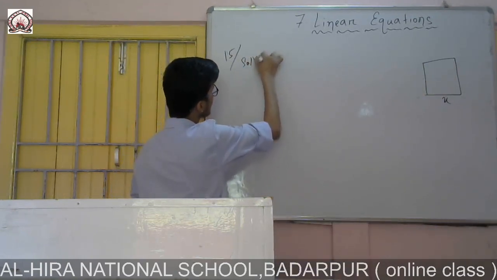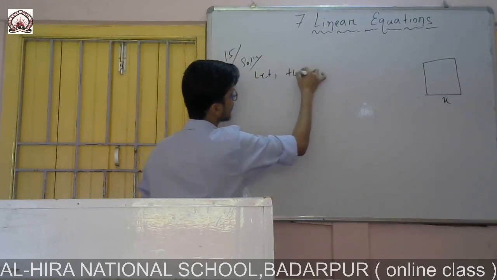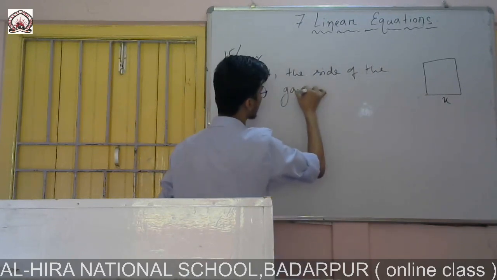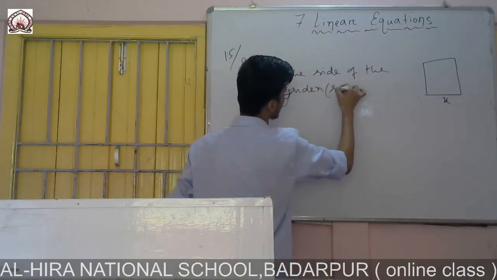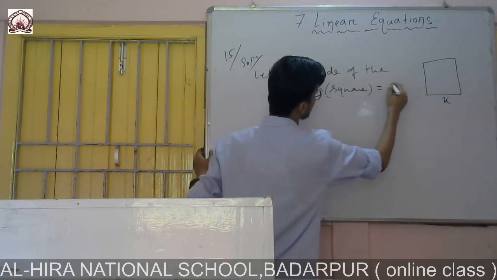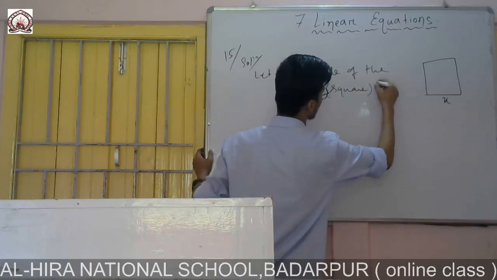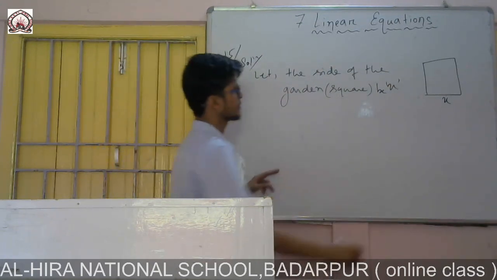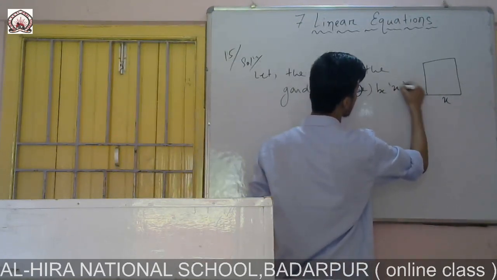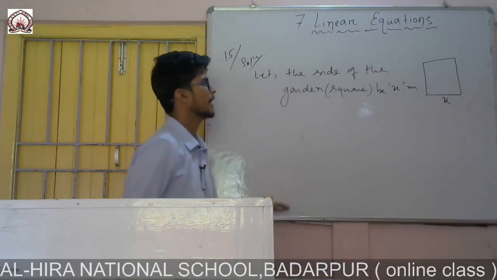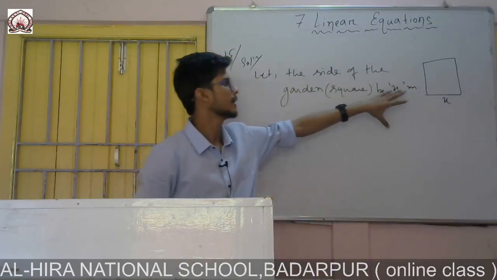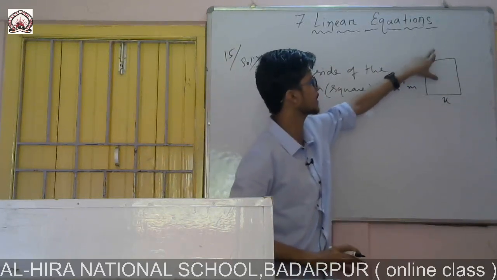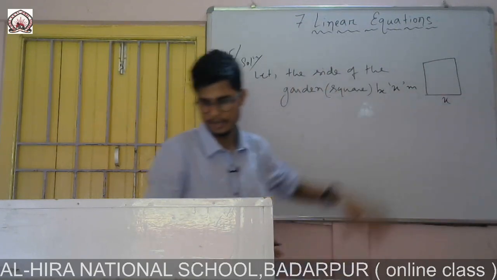Write the solution. Let the side of the garden, in bracket you write square, equal x. The unit is meter, so you write x meter. So let the side of the garden, which is a square, be x. Square means that all sides are equal. This side is also x, this side is also x, this one is also x, this one is also x.